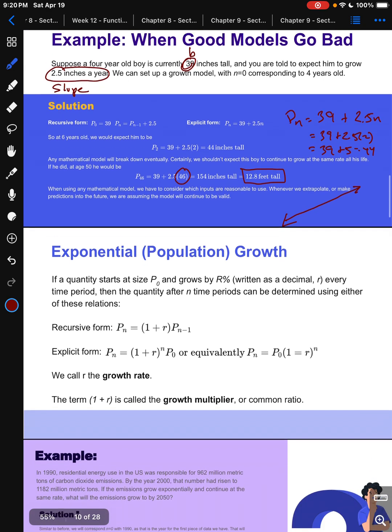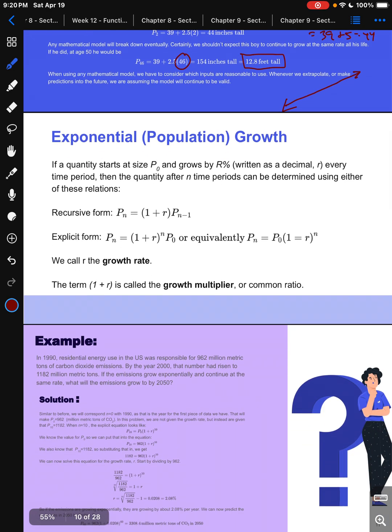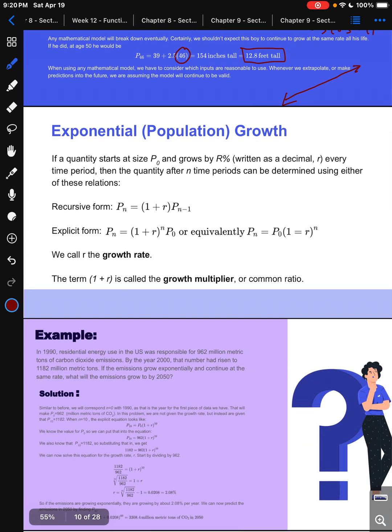Okay, so let's talk about exponential growth a little bit. If a quantity starts at P sub 0 and grows at R% every time period, then the quantity after n periods can be determined using these equations. And again, I'm going to recommend that we stick to explicit and not worry too much about recursive. But here's our explicit. Now this equals right here, that should be a plus sign. So that's an error. It should be a plus sign. And we call R the growth rate.